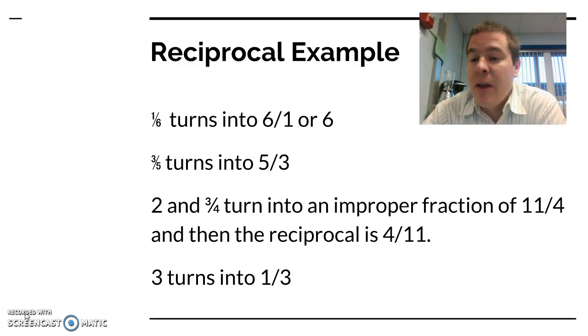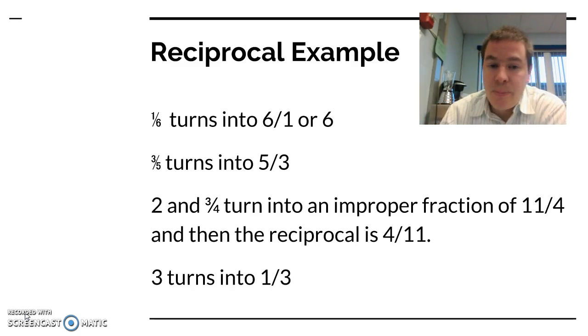All right. If you are confused by the whole numbers, think of 3. If you were to write 3 as a fraction, it's 3/1. Remember, a whole number as a fraction is that number over 1. So what is the reciprocal of 3/1? Well, 1 becomes the numerator, 3 becomes the denominator, and so you get 1/3.